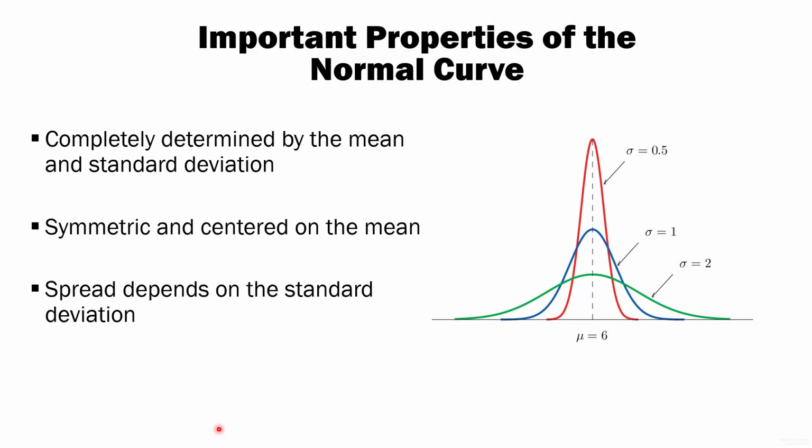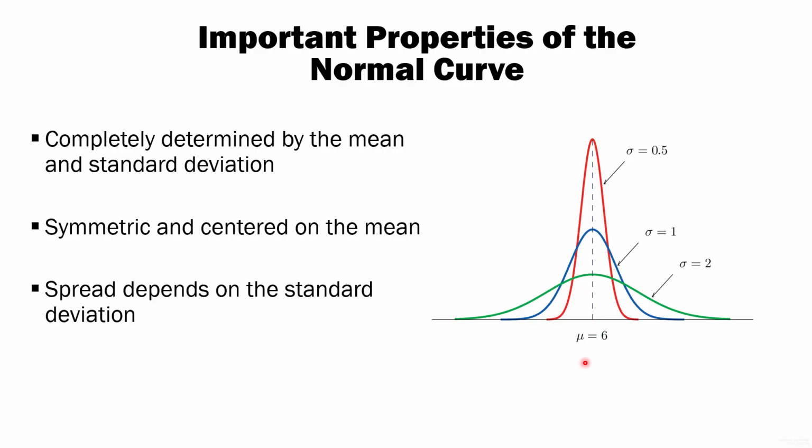We've already talked about it a little bit, but let's go over these important properties of the normal curve in a little bit more detail. Now, a normal distribution, and then of course its curve, is completely determined by the mean and the standard deviation. And so two normally distributed variables that have the same mean and the same standard deviation will have the same distribution. A normal distribution is symmetric, like a mirror image on the left and right side, and it is always centered on the mean.